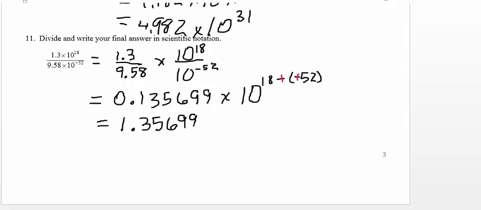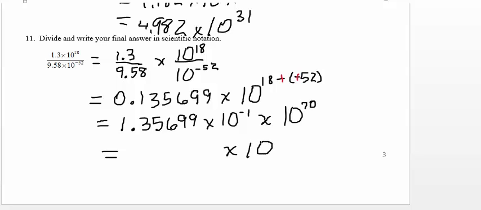So we get 1.35699. We move the decimal one place to the right, so this will be times 10 to the negative 1. And then if we simplify this exponent from our division of the power of 10s, we get 10 to the 70th. So 10 to the negative 1 times 10 to the 70th is 10 to the 69th. And we recopy the A, 1.35699. And that's our final answer.